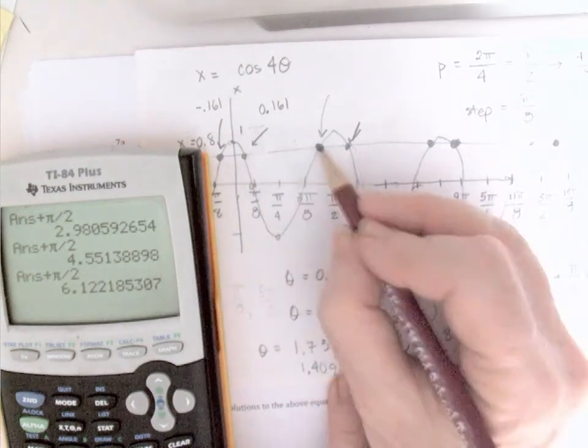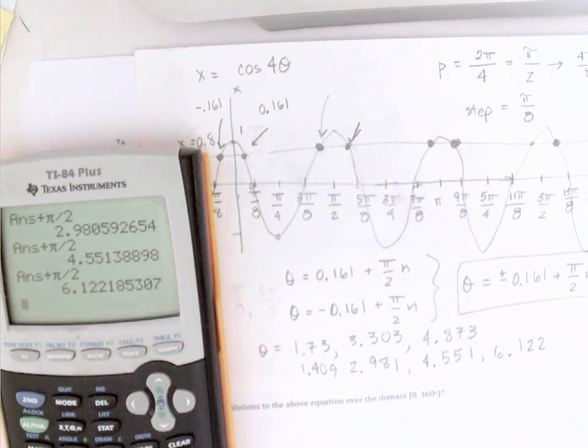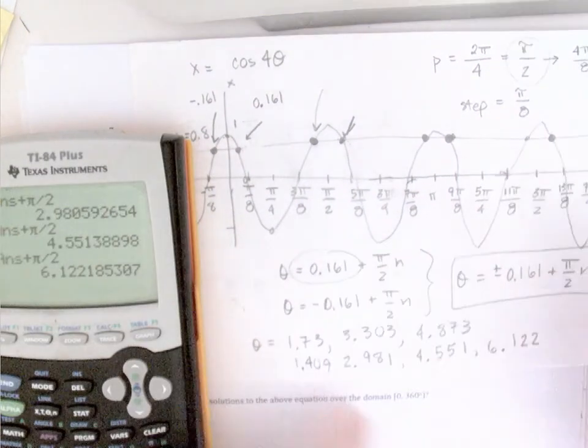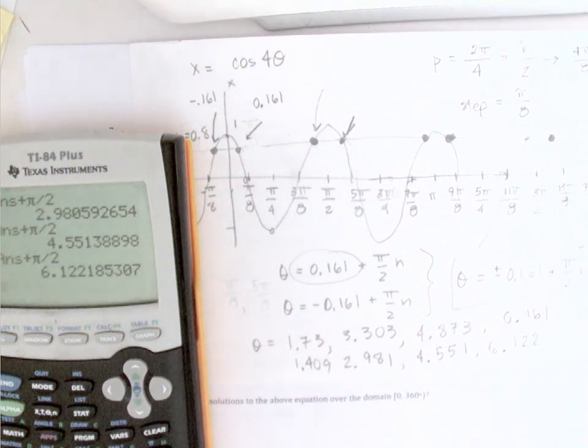So I have 1, 2, 3, 4, 5, 6, 7. Oh boy, I am missing the very first one. I'm missing 0.161. And those are my 8 solutions.